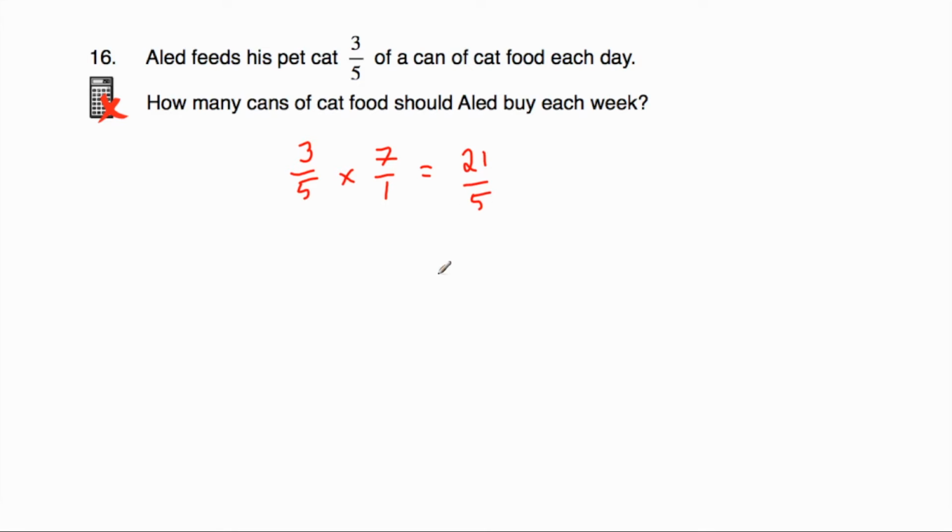And let's change that into a mixed number just so it makes a bit more sense in this context. So we've got 21 divided by 5. How many 5s go into 21? That's going to be 4, remainder 1, so 4 and a 5th. So that means each week the cat needs 4 and a 5th cans of cat food.